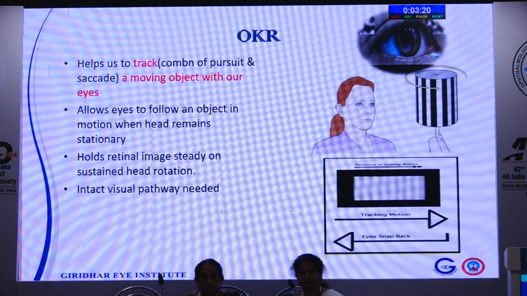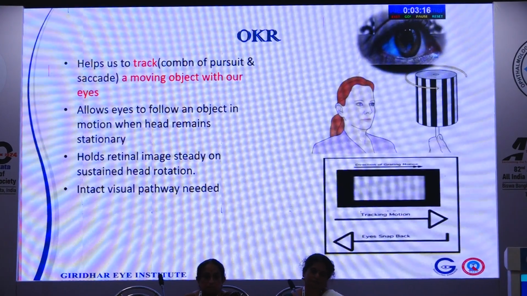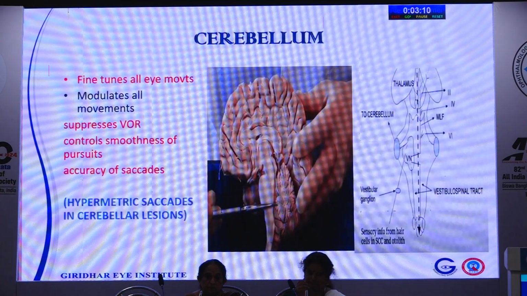Now coming to the optokinetic reflex, it is also an important reflex. It allows us to track a moving object with our eyes, and you need an intact optic visual pathway for this. The cerebellum has an important role. It's a master modulator. It fine-tunes all your eye movements, and you can see in this picture it has connections to all the important centers. So that's where you get abnormalities of gaze and saccades in cerebellar lesions.